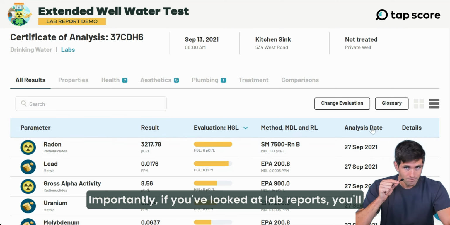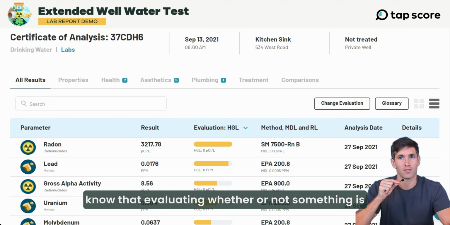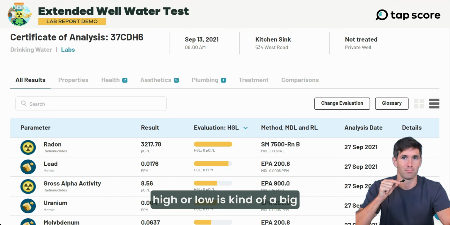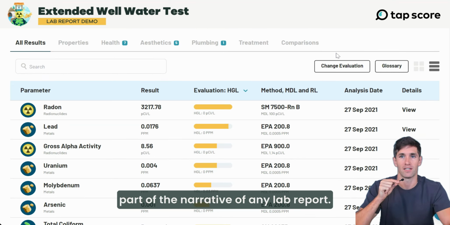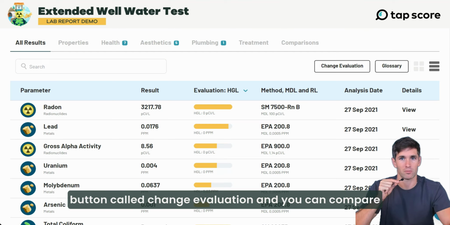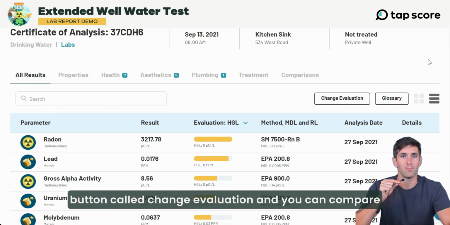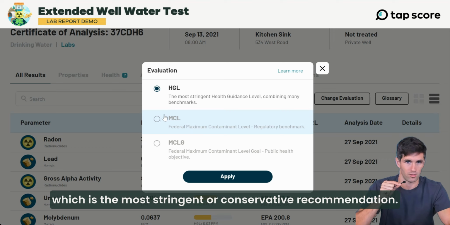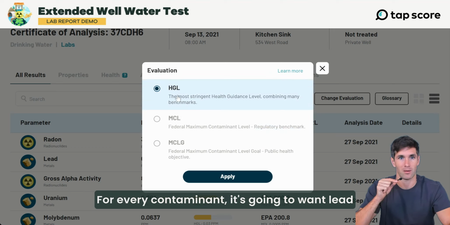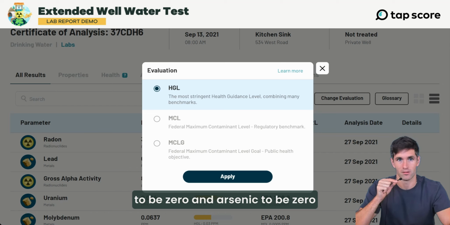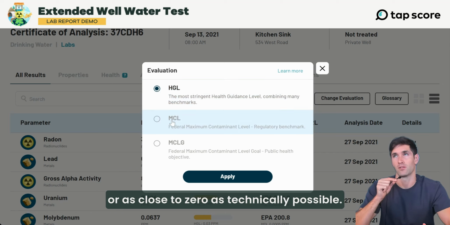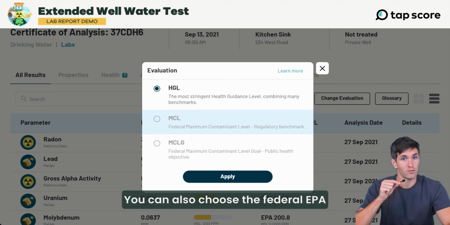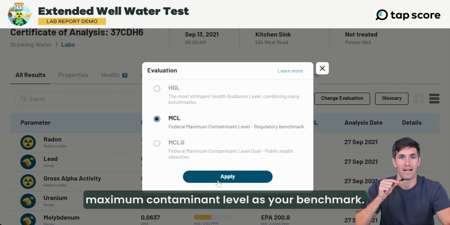Importantly, if you've looked at lab reports, you'll know that evaluating whether or not something is high or low is kind of a big part of the narrative of any lab report. So in TapScore, you can click this button called Change Evaluation, and you can compare your water quality to the health guidance level, which is the most stringent or conservative recommendation for every contaminant. It's going to want lead to be 0 and arsenic to be 0, or as close to 0 as technically possible. You can also choose the federal EPA maximum contaminant level as your benchmark.